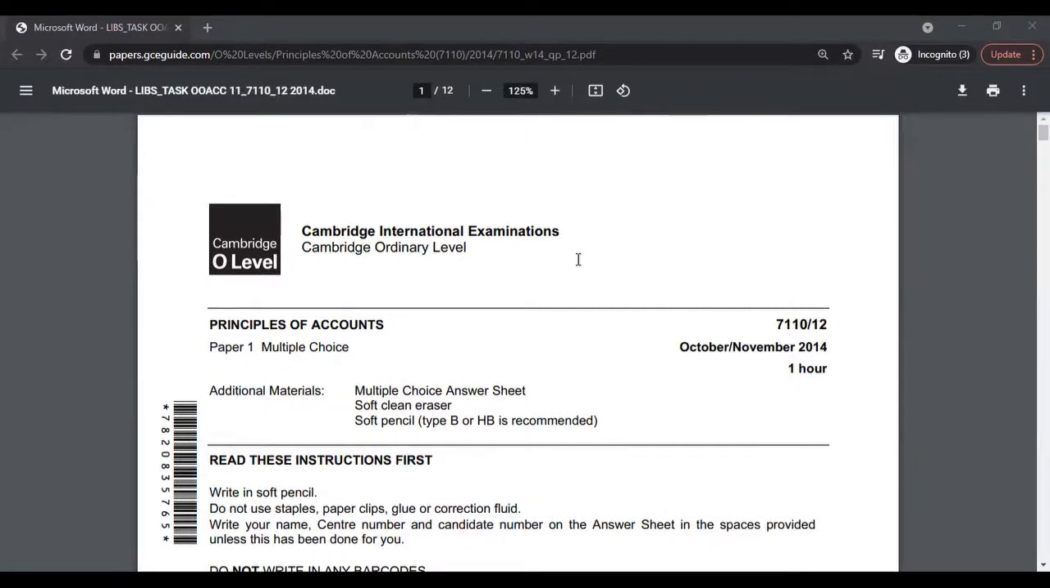In this video, we will be solving Principle of Accounts Paper 1 from October-November 2014.